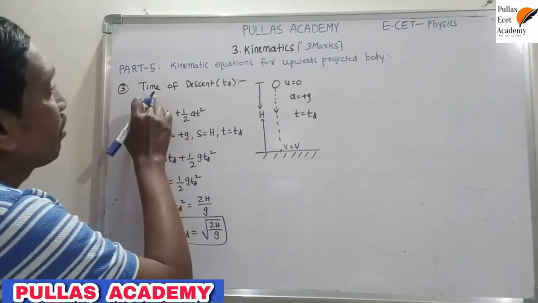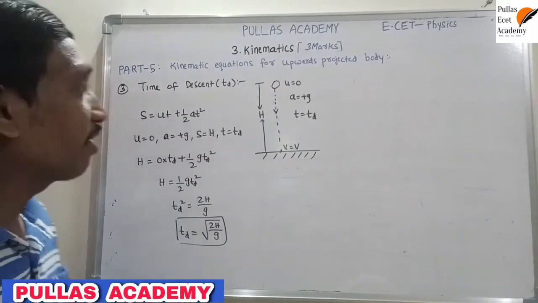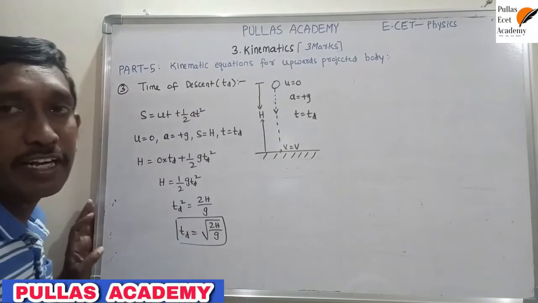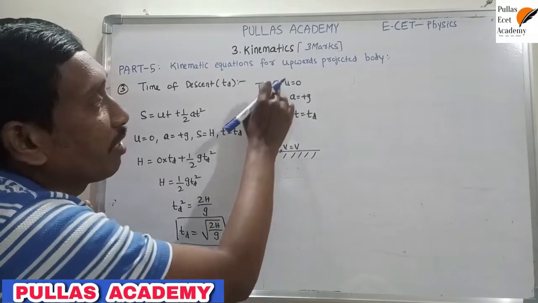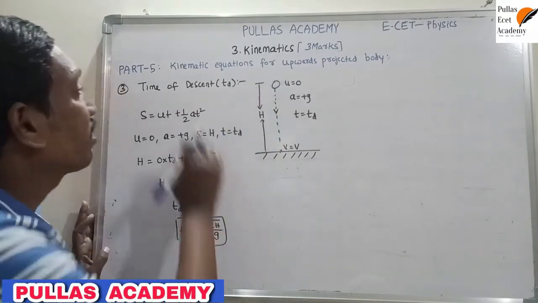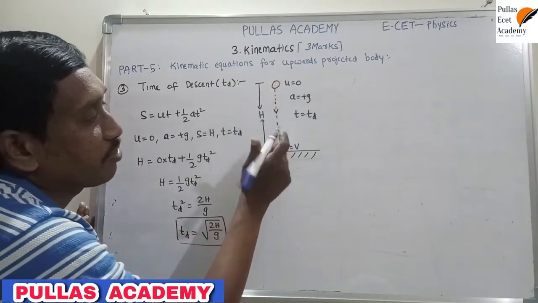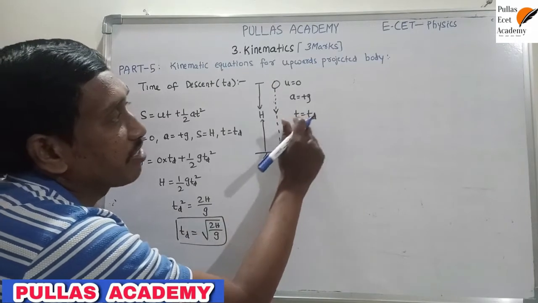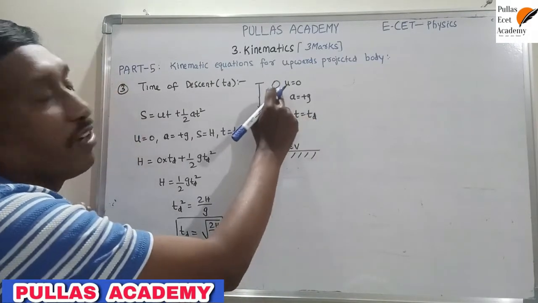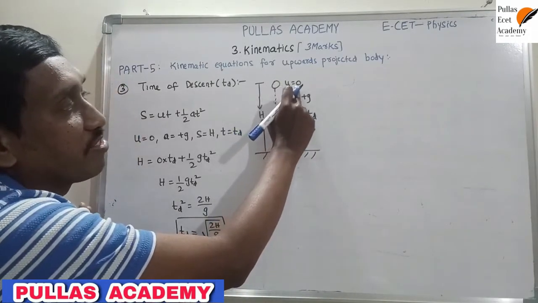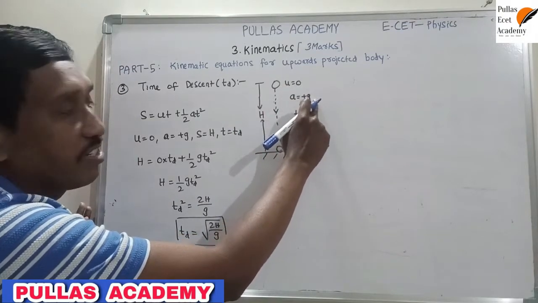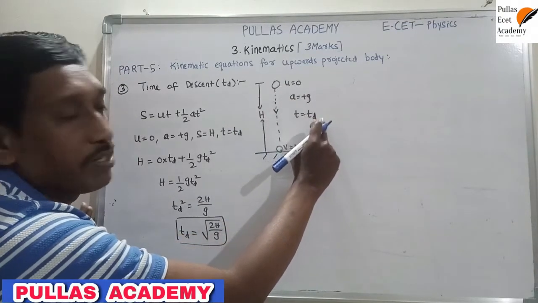Now we are going to discuss the time of descent. The time of descent is the time taken to reach the ground by a freely falling body. When one body is dropped from a certain height, it reaches the ground and takes some time; that is the time of descent. This is for a freely falling body, that's why initial velocity is 0. Acceleration is plus g. This taken time is the time of descent.